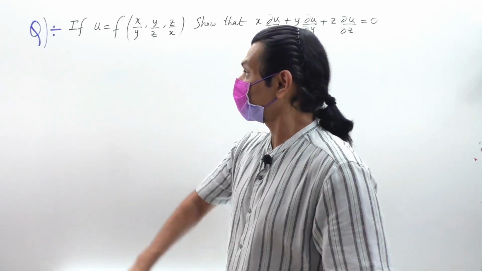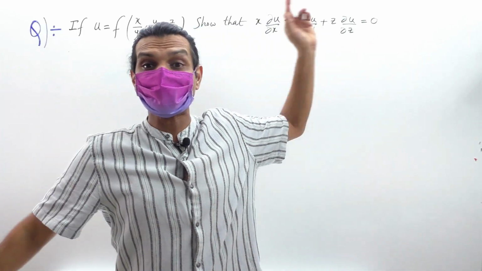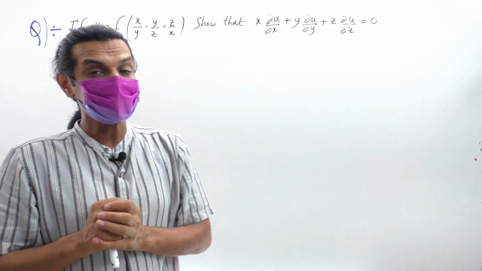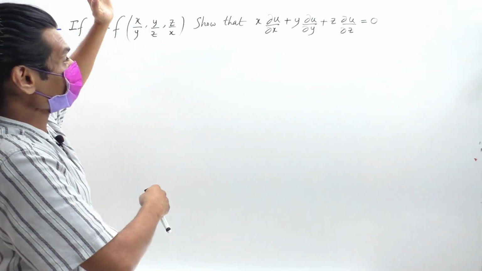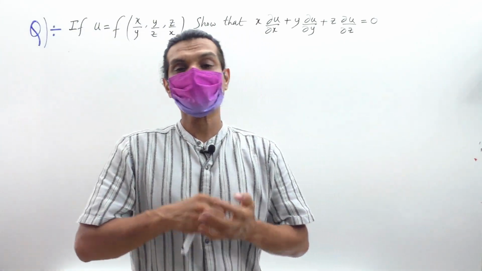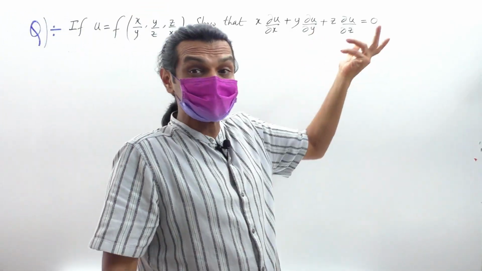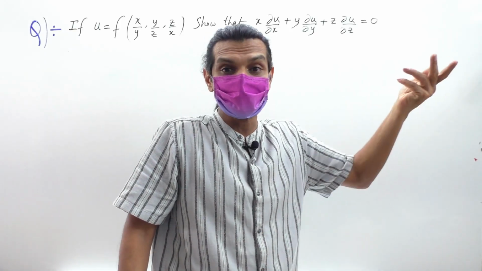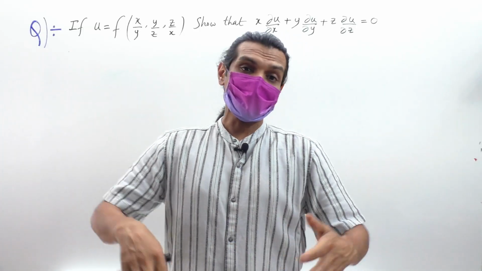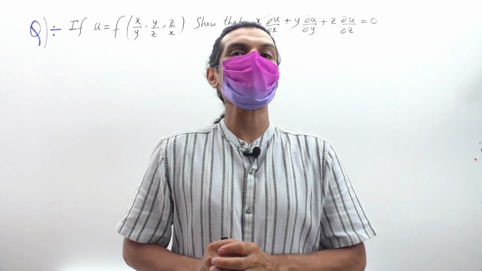See, the next problem here is: if u is equal to f of x comma y by z comma z by x, then show that x into dou u by dou x plus y into dou u by dou y plus z into dou u by dou z is equal to 0. This problem is similar to the previous one which is solved. The only difference was that there the function was x minus y, y minus z, z minus x, and they asked to show dou u by dou x plus dou u by dou y plus dou u by dou z is 0. But here the function is different, x by y, y by z, z by x, and they are asking to show x ux plus y uy plus z uz is equal to 0. As you already know, ux is dou u by dou x, uy is dou u by dou y, and uz is dou u by dou z.